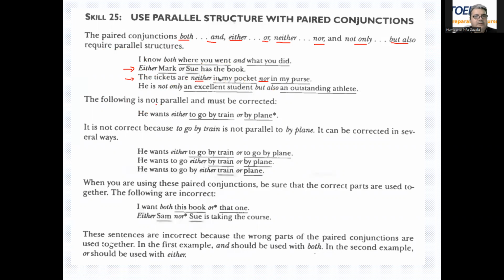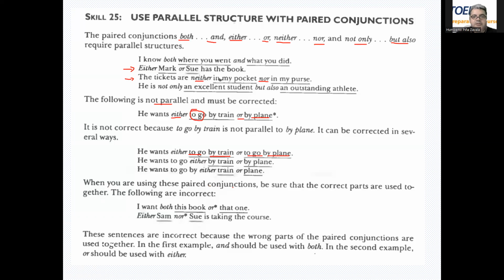Right. Here you can see an example of a sentence that is not parallel. He wants either to go by train or by plane. Okay, so the pair conjunctions are fine, either or, but to go is an infinitive, and here we have the prepositional phrase. So remember that we need to have the same structure on both sides. So he wants either to go by train or to go by plane. Infinitive, infinitive. He wants to go either by train or by plane, or he wants to go by either train or plane. Okay, so it has to be the same structure on both sides of the pair conjunctions.